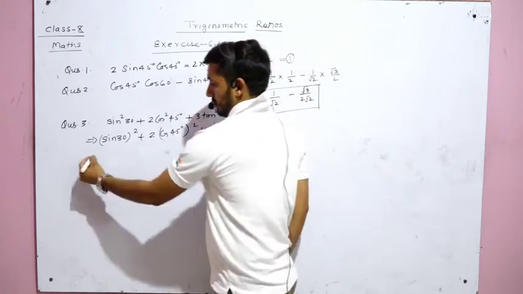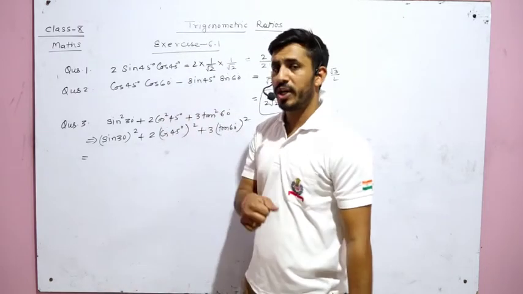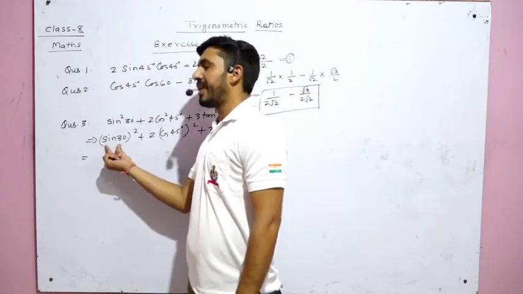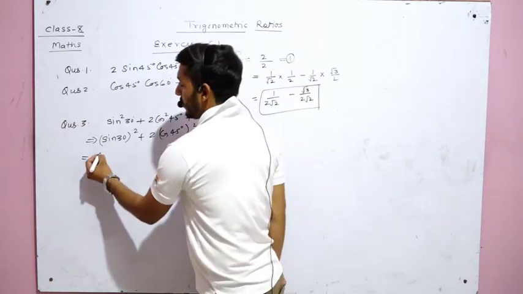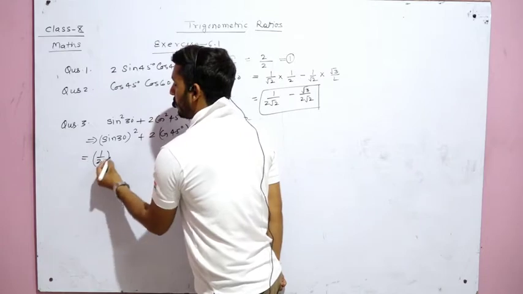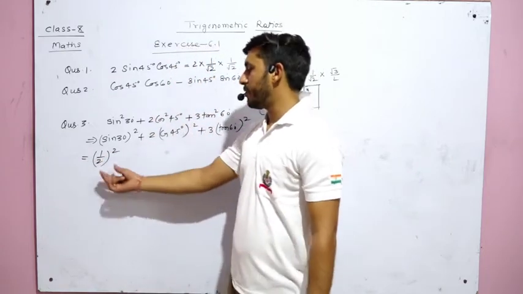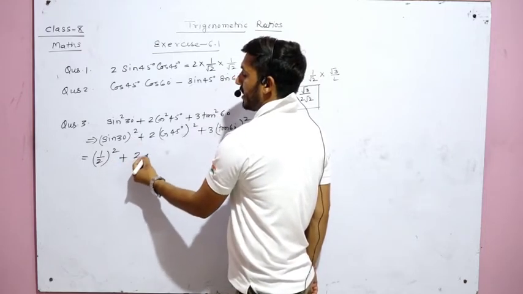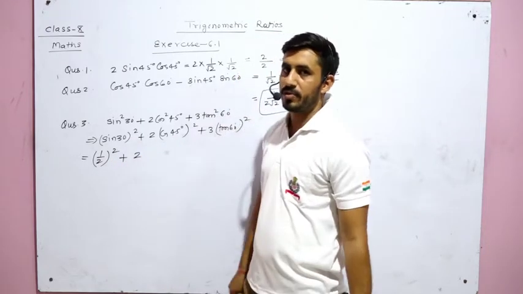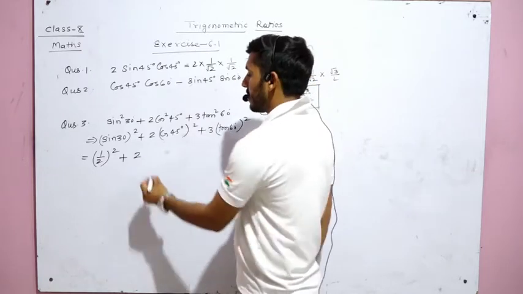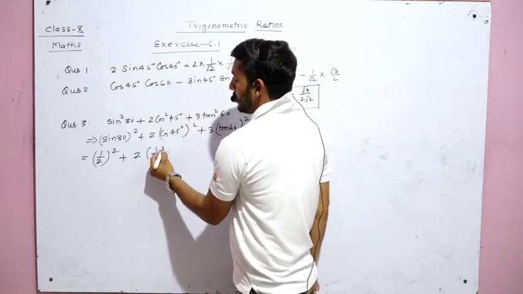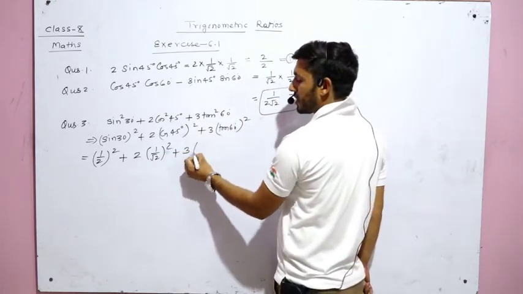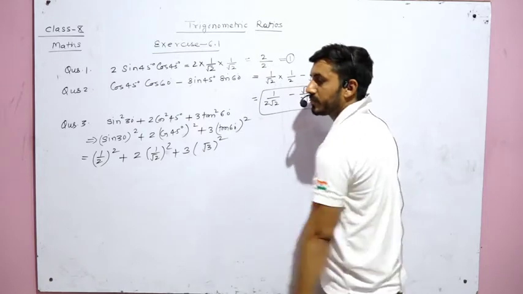See the table as we formed in the last class, and tell me the value of sin 30. As we know, the value of sin 30 is 1 by 2. Then we have 1 by 2 square, plus in the next term 2 into cos 45 square, where the value of cos 45 is 1 by root 2, this squared, plus 3 into tan 60, which is root 3, squared.